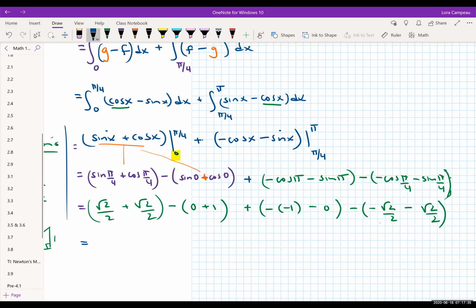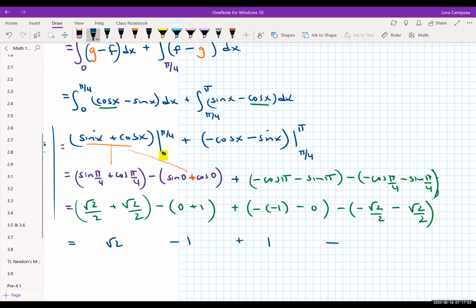Square root of 2 over 2 plus square root of 2 over 2 is 2 square root of 2 over 2, which gives you square root of 2. We have a minus 1 plus minus a negative 1, so that's plus 1.